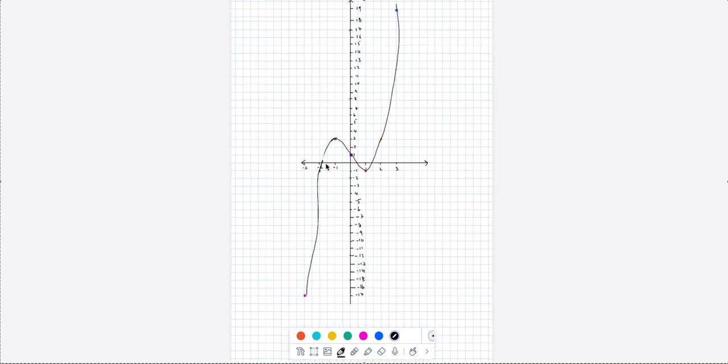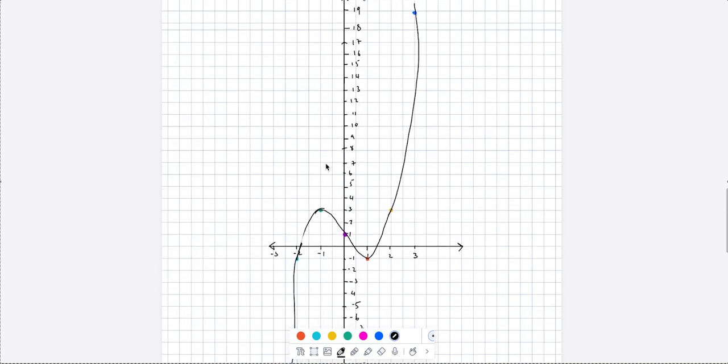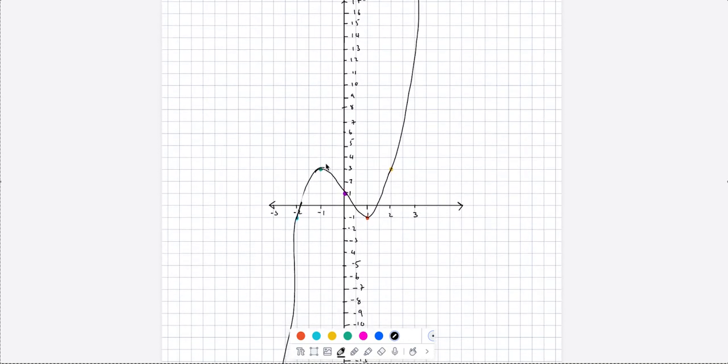So that is the sketch of the graph. And if you have a look, remember earlier on we talked about the maximum and minimum points. Look, there was the turning point at minus 1, 3, and here was the other one that happened at 1, minus 1. All right. And those are what we call the local minimum and local maximum.